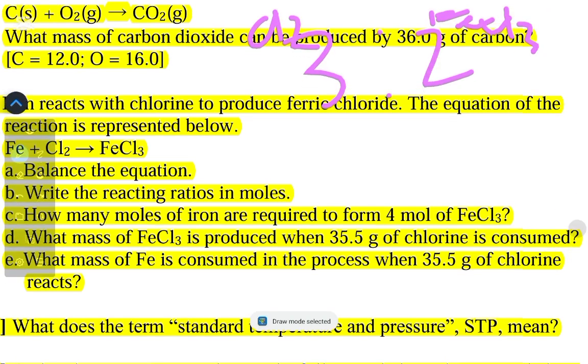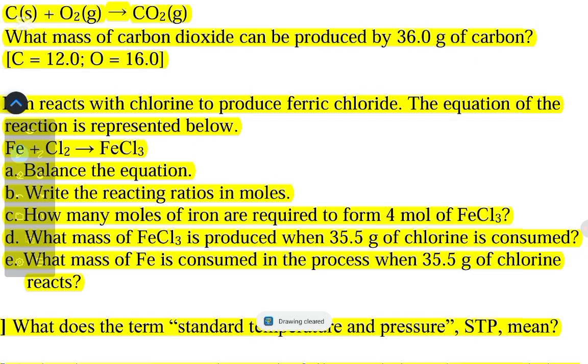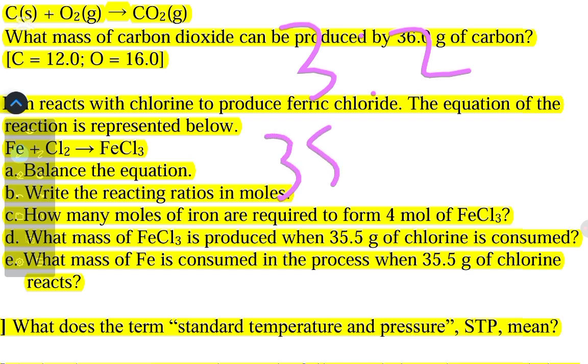Alright guys, so chlorine has a molar mass of 35.5, but since it's a big number, we're just going to use a different method. Like I said, we can either make them all moles or make them all grams, but let's just do moles here because the number is big. So 3 to 2. We have 35.5 grams of chlorine. Let's make that into moles.